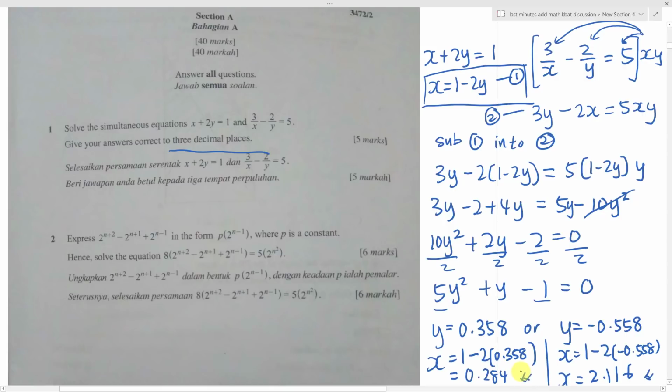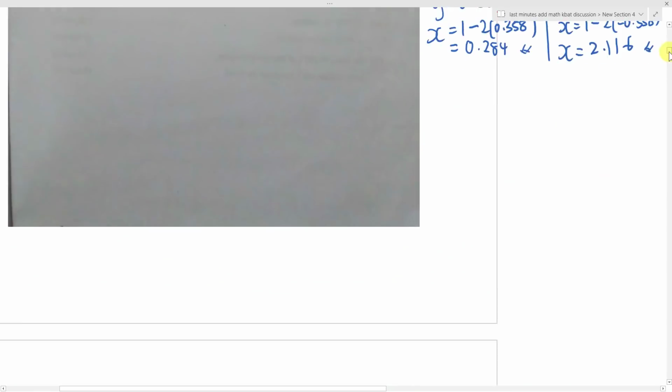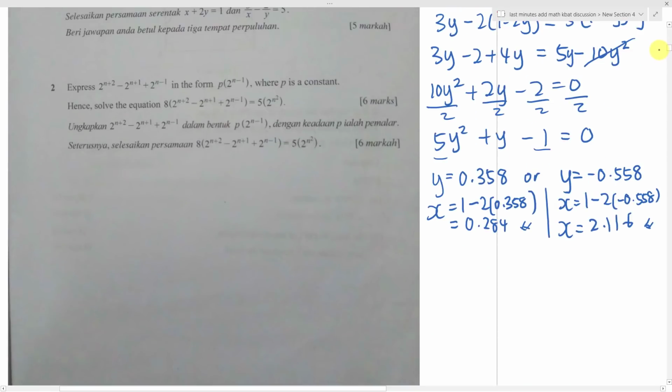So yeah, this kind of simultaneous equation is very easy. And actually, you do not need so much of the MF skill over here. Basically, you just make sure you do it correctly. So yep, then we go into the second question, which is the indices.